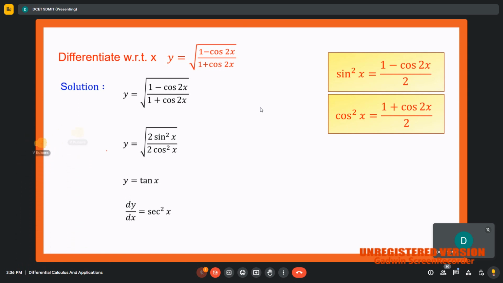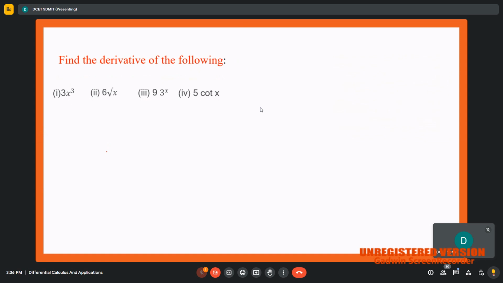Okay. Next, find the derivative of the following functions. Find the derivative of the following function. Already you know that. Can I go through it fast?